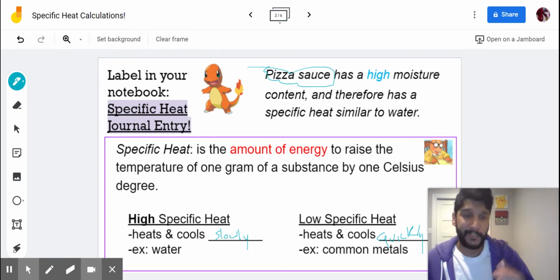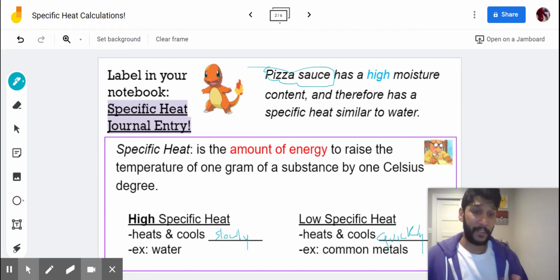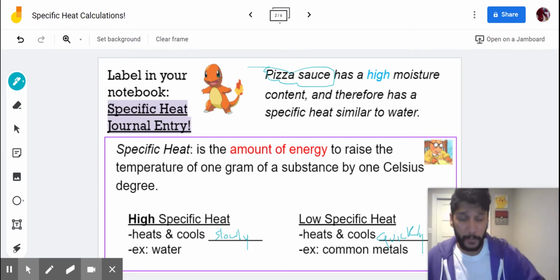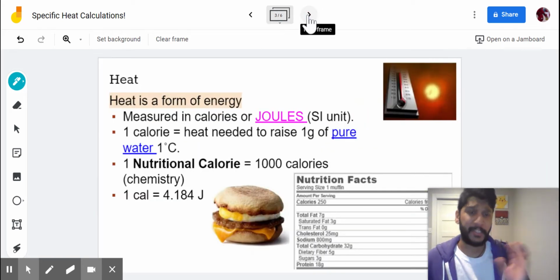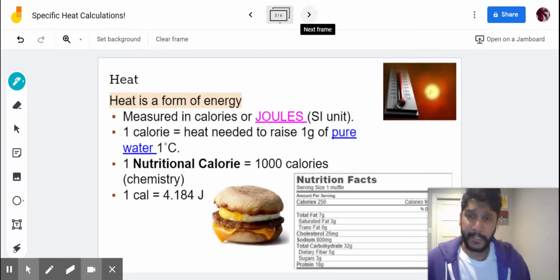So if you're ever eating pizza, especially if it's really hot, you know that burn. Another thing to think of this with is a pot of water. If you've ever boiled water, the metal on the pot is going to heat up quicker. That's more likely to burn you. And it takes a while for water to start boiling. All right, so that's a little bit of background information.